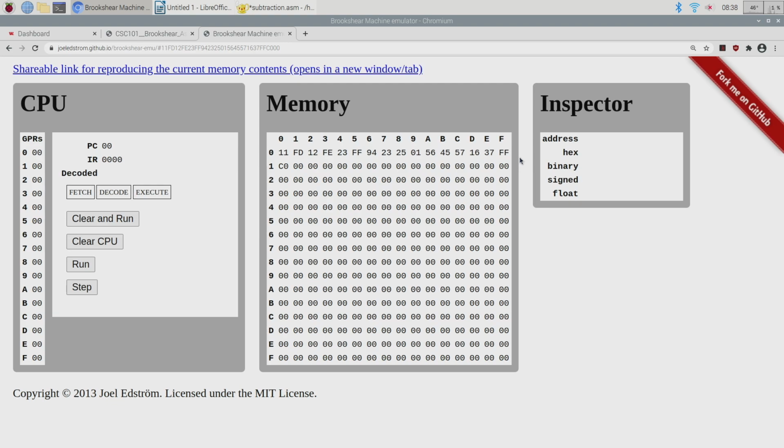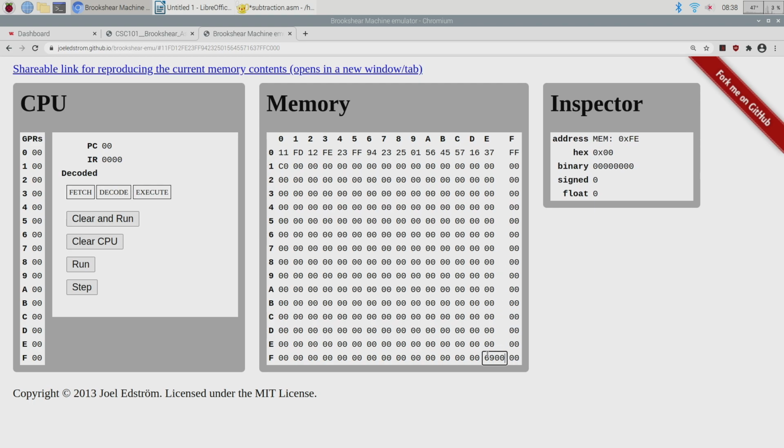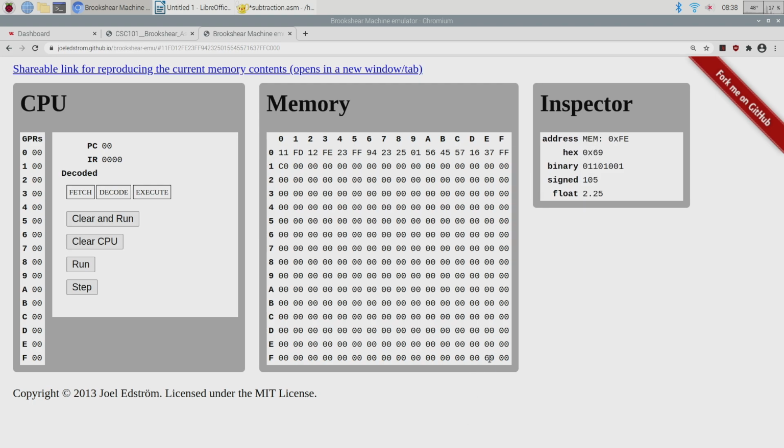So pick some numbers. Cody, give me a number. All right, big shock. Uh-huh. Which is actually 105, right? Because this is 69 in hexadecimal. Mm-hmm. Of course, right? Okay, so we'll make that.